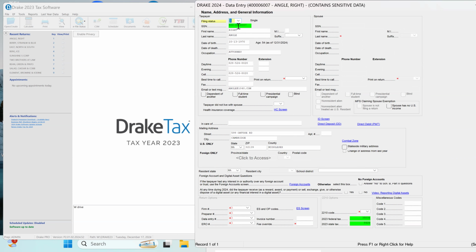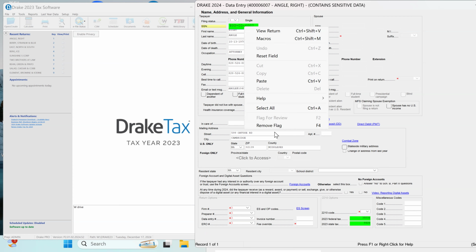Now, first things first. Last year they were single, but this year they may get married, right? But in this situation, this taxpayer had not been married. This is actually an attorney, a lawyer, okay? So it's still a single person. Now, keep in mind, things can change, okay? So now in here, you know that this was right. So right click, remove it.